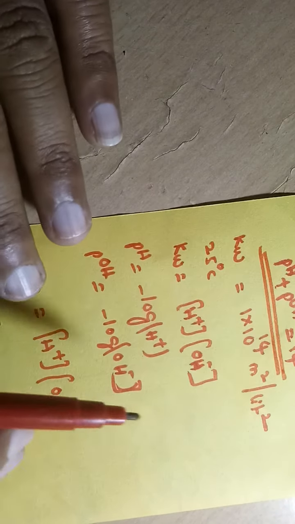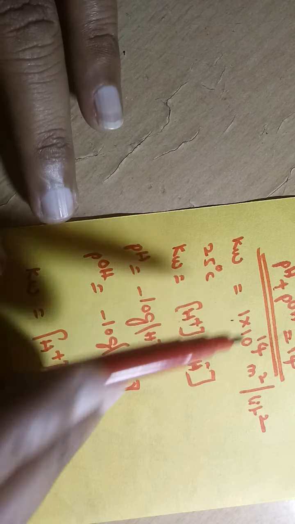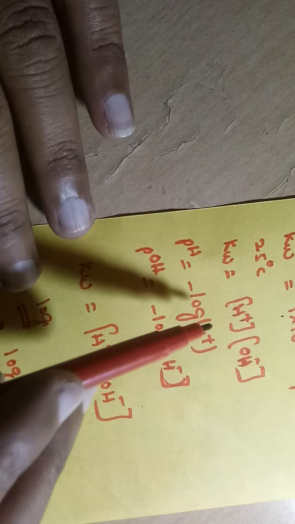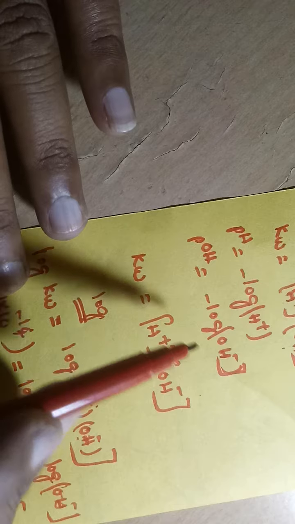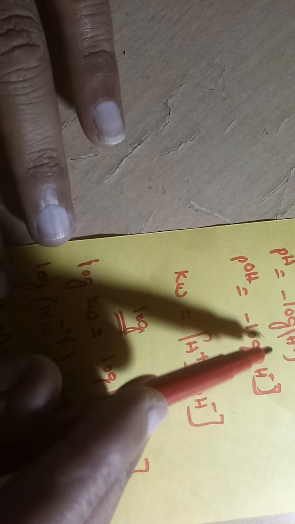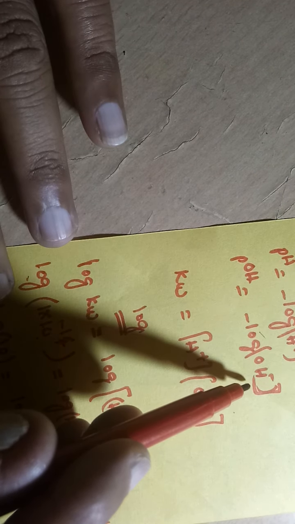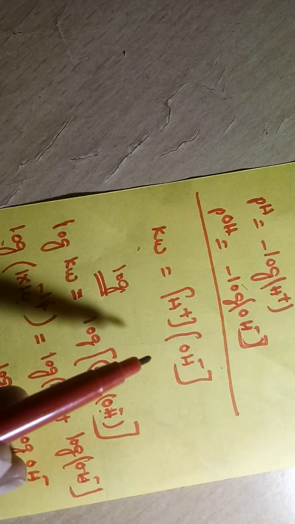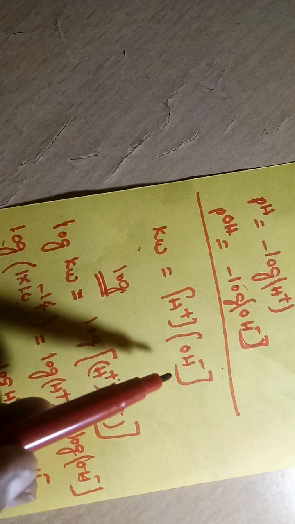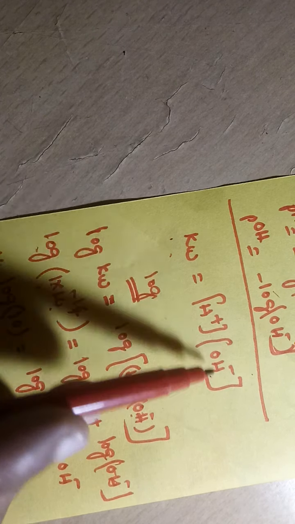We have proved it. So by taking the Kw value and from the known principles, H plus into OH minus is the ionic product of water. Kw is nothing but the ionic product of water, pH is minus logarithm of H plus, and pOH is negative logarithm of OH minus. These values we know. So now I am taking Kw is equal to H plus into OH minus, the ionic product of water. Kw value is how much? 1 into 10 to the power of minus 14.